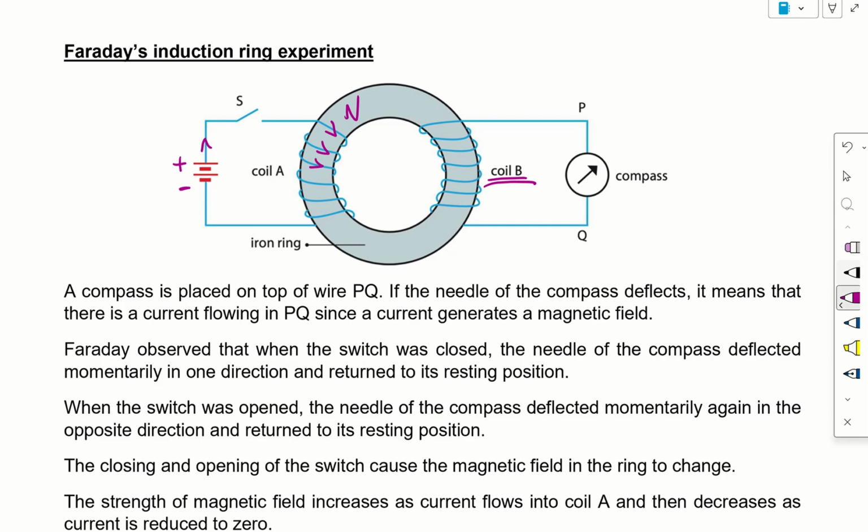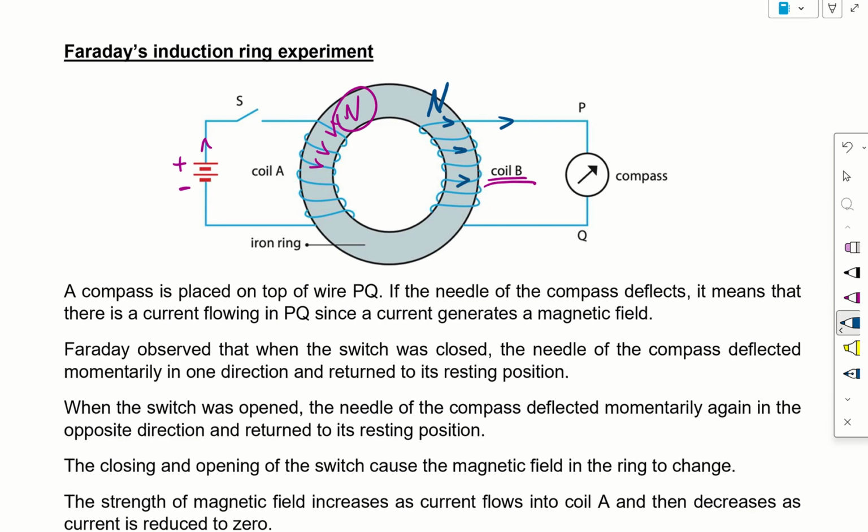Coil B experiences a change in magnetic field. How so? Because when the switch is closed, coil B goes from zero magnetic field to having a magnetic field. Because over here is a north, then according to Lenz's law, this will be a north so as to oppose the change producing it. Therefore, using the right hand grip rule, the current will be flowing in this direction.